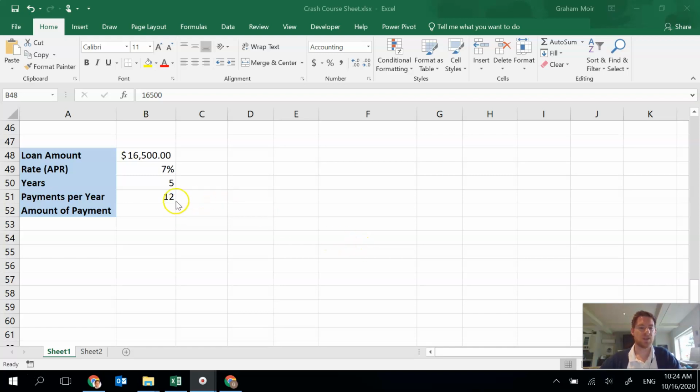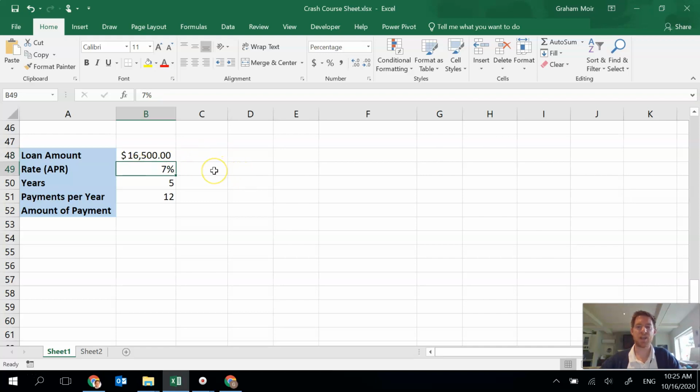So here I've got my headings. I've got a loan amount of 16,500. Let's assume that we are buying a used car, okay? A nice, not super old used car. So it's going to cost 16,500. We're going to take out a loan for the entire amount.